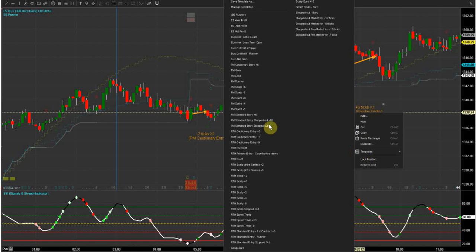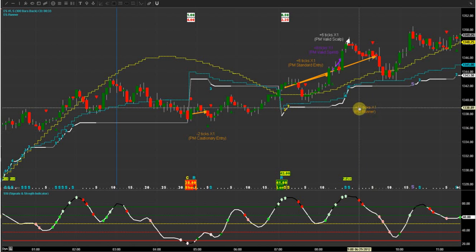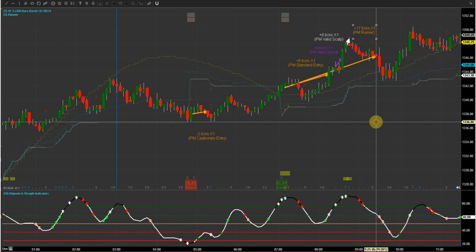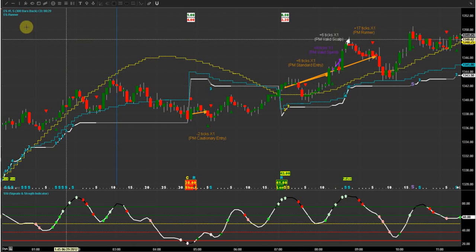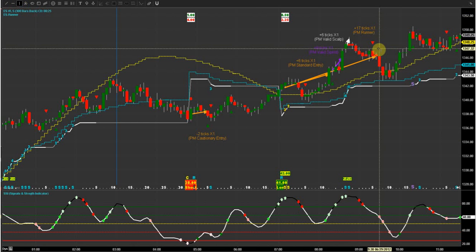So now let's make this the pre-market runner. 4 and 1/4 times 4 ticks each would be 17 ticks of profit on the runner. The runner just made 17 ticks. That's your pre-market, guys. Now we go to, of course, the 2-minute system at 9:30, which is right here.